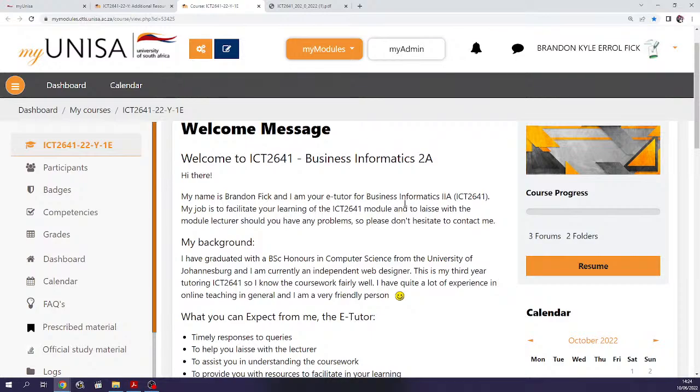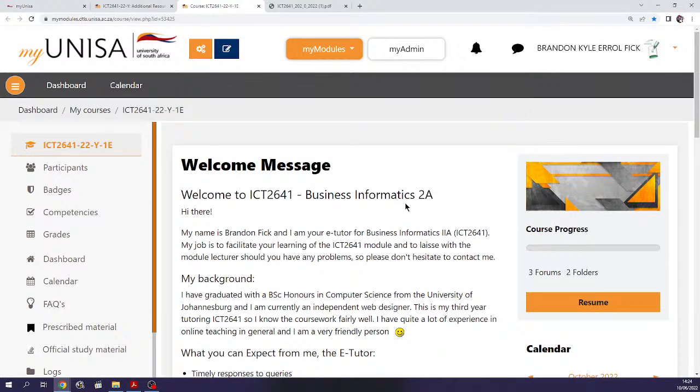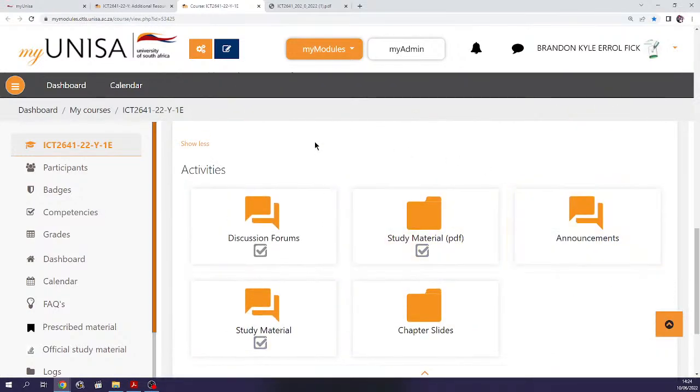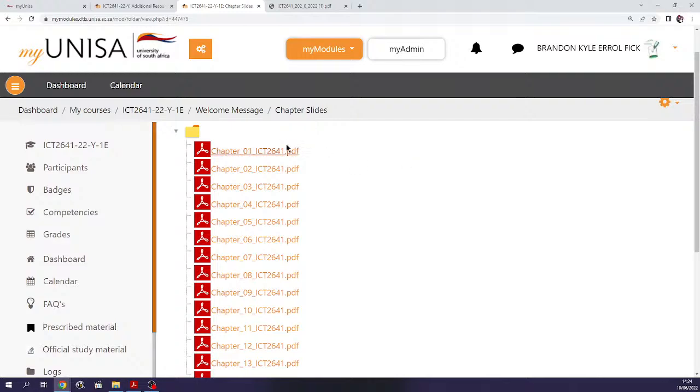I got you covered. You navigate to the E-Tutor site for this module. This was the one that I was managing, right? You navigate to the bottom of these blocks. You can also see it here on the sidebar. Navigate to this thing called chapter slides. Open up these chapter slides.